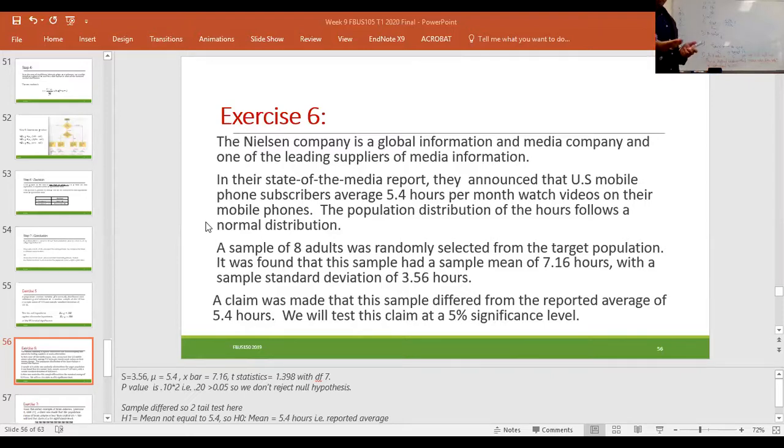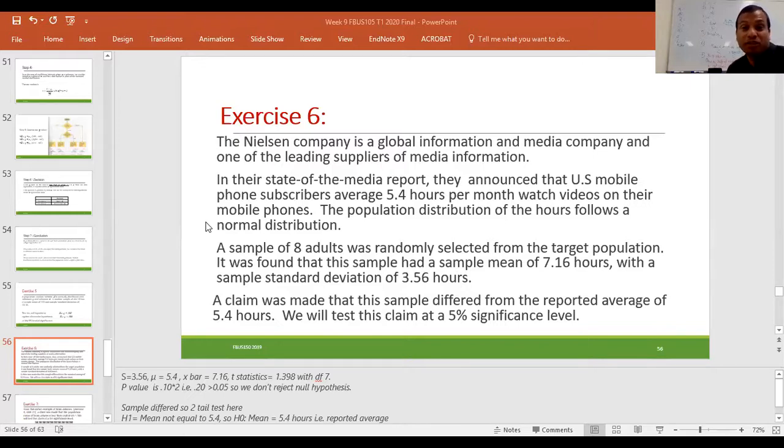Here's the question. The Nielsen Company is a global information and media company and one of the leading suppliers of media information. In the state of the media report, they announced that US mobile phone subscribers average 5.4 hours per month watching videos on their mobile phone. Something is given: 5.4 hours per month. Do you think it is a proportion? No, it's a mean. Average is given, so it's a case of the mean.